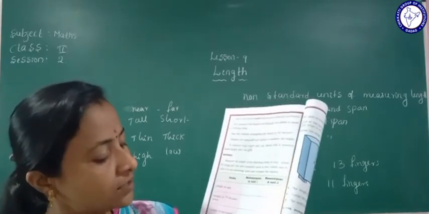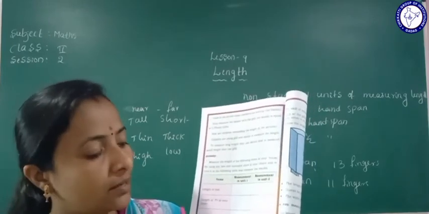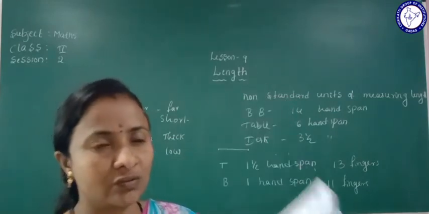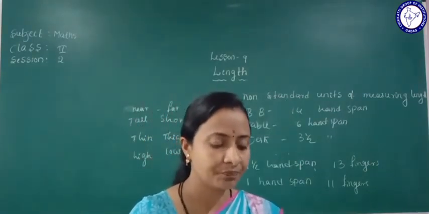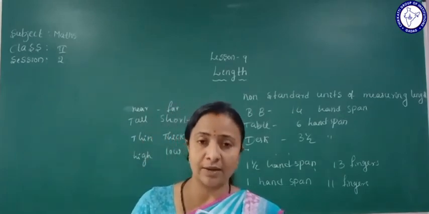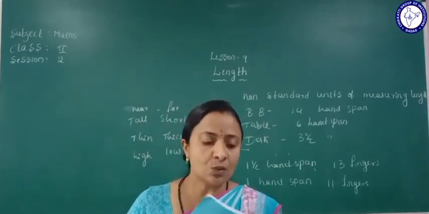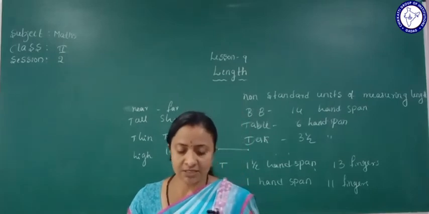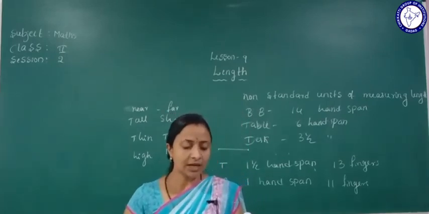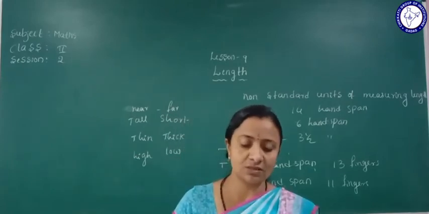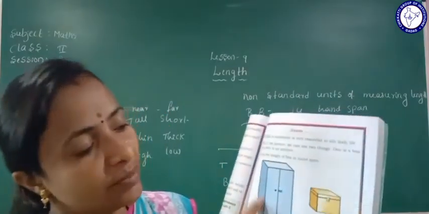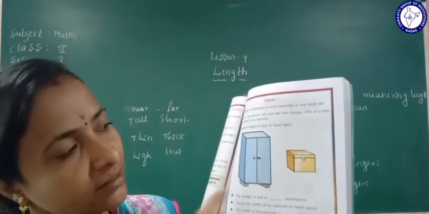Okay, next one, the length of the door. How much is it? You will measure in unit 1 and unit 2, you will measure all these. Next, they have given a cupboard and a box here. The skill of estimation is very essential in our daily life. Looking at the pictures, we can see two things, one is a box and the other one is an almirah.